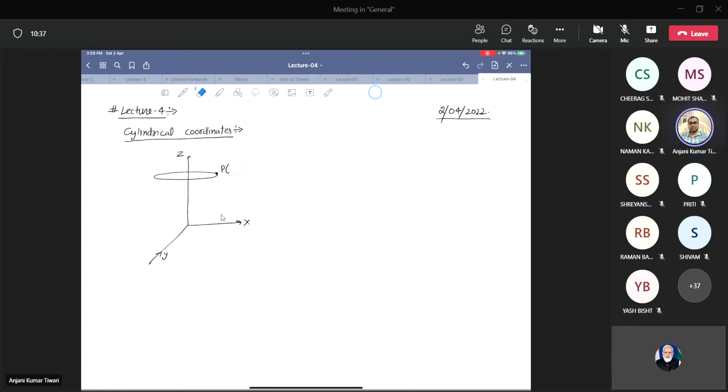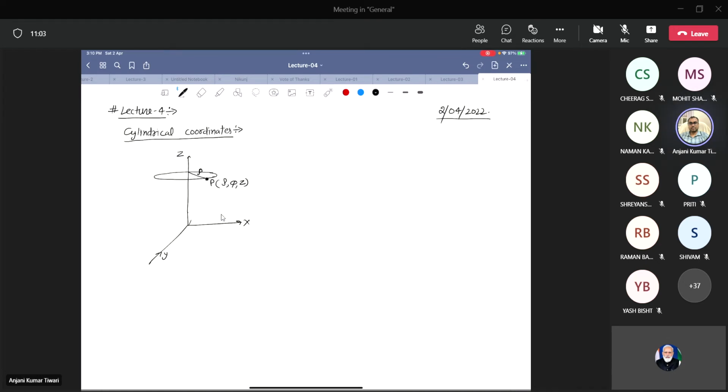Let me just make a little bit of change here. Let's say the particle is here. So this is point P, and this point P can be identified by rho, phi, and z. So rho is the radius. This radius that you see, this is rho.